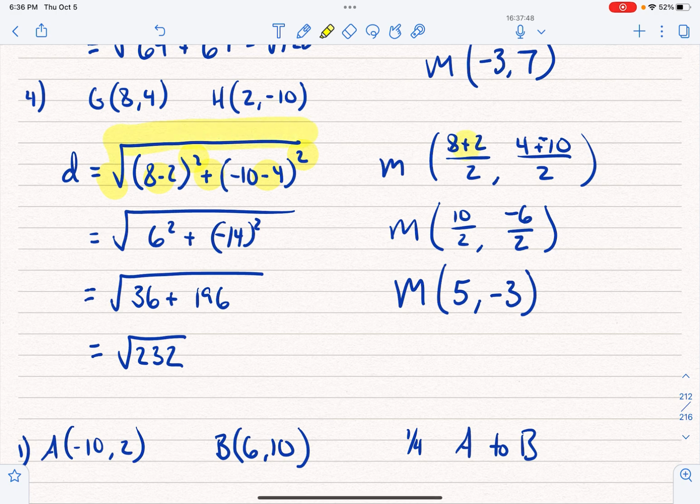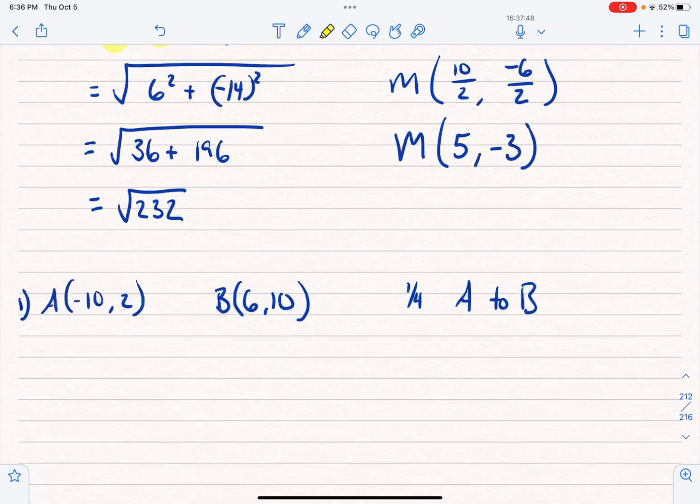With midpoint, you're always adding. Now, sometimes you're adding a negative, which is similar to subtracting, but you're always adding. All right, let's look at the next one.